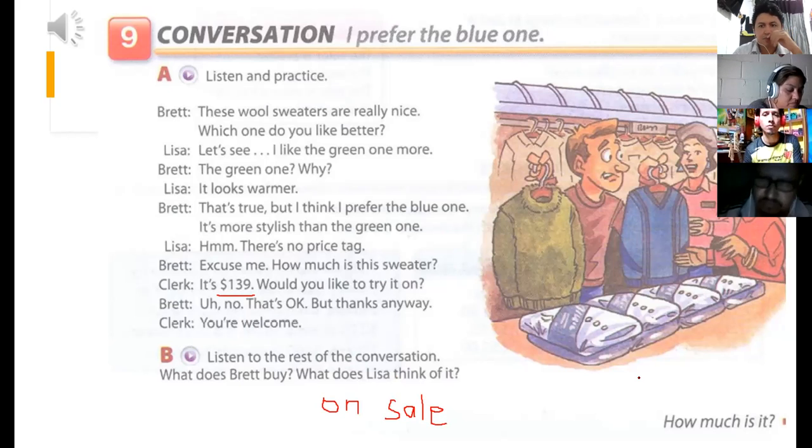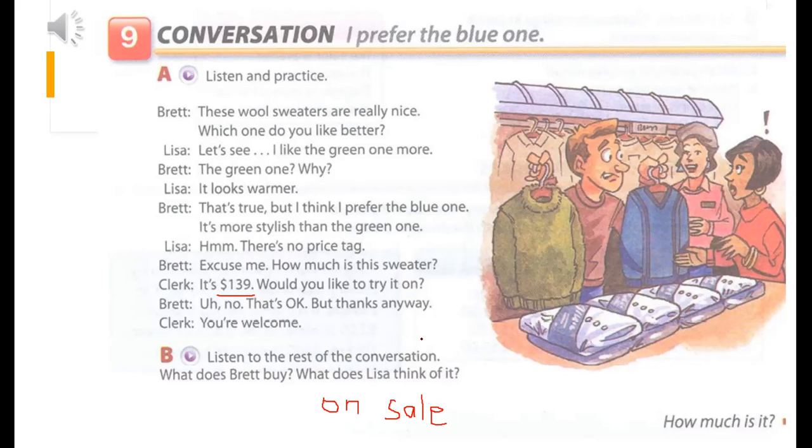One more time. Page 19, exercise 9, part B. Listen to the rest of the conversation. What does Brett buy? What does Lisa think of it?